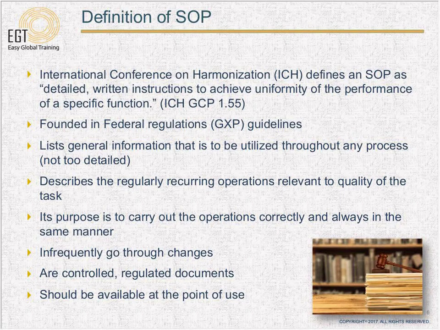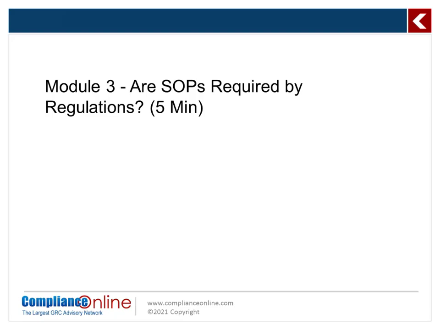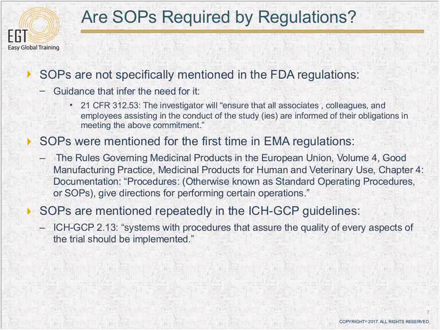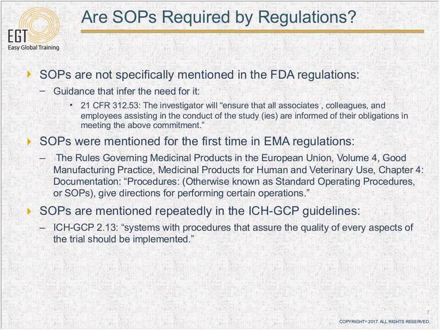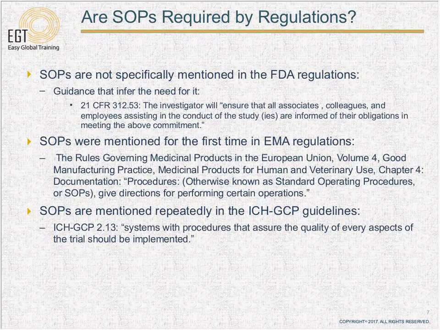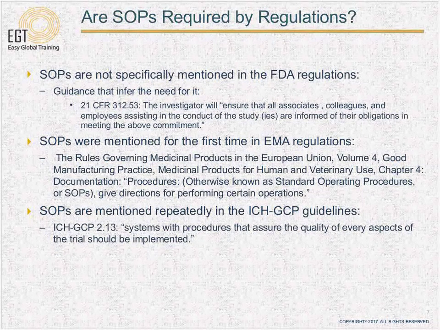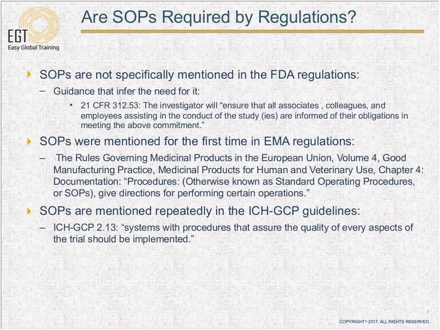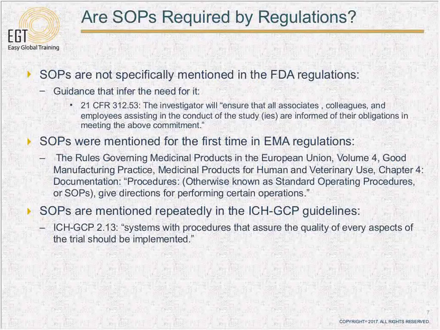Now let me explain why it should not be too detailed. First of all, as we discuss later, all the SOPs in any company should be regularly reviewed and updated if needed. SOPs are not specifically mentioned in the FDA regulations. Guidance that infers the need for it can be found in 21 CFR 312.53. The investigator will ensure that all associates, colleagues, and employees assisting in the conduct of the study are informed of their obligations in meeting the above commitment. This just infers to having an SOP.